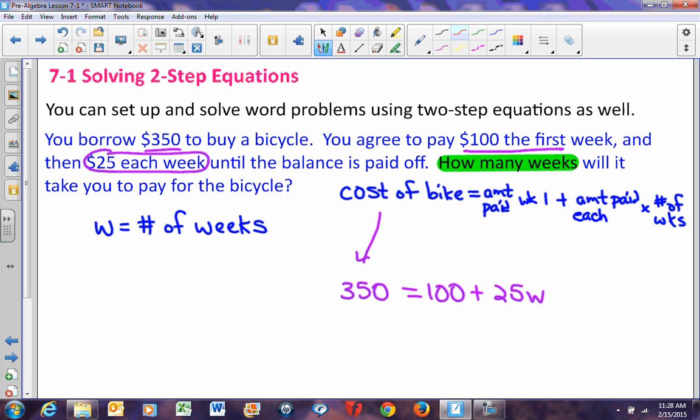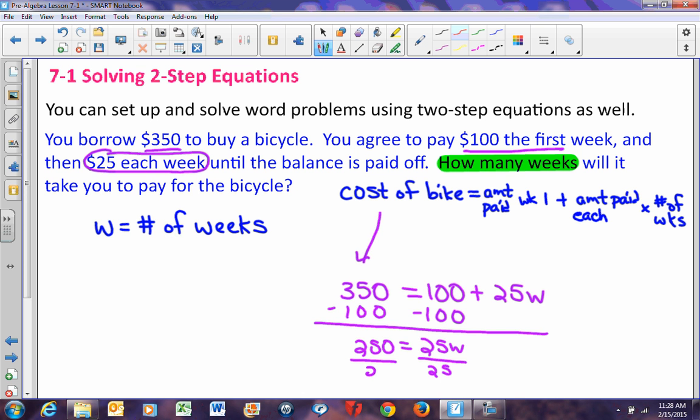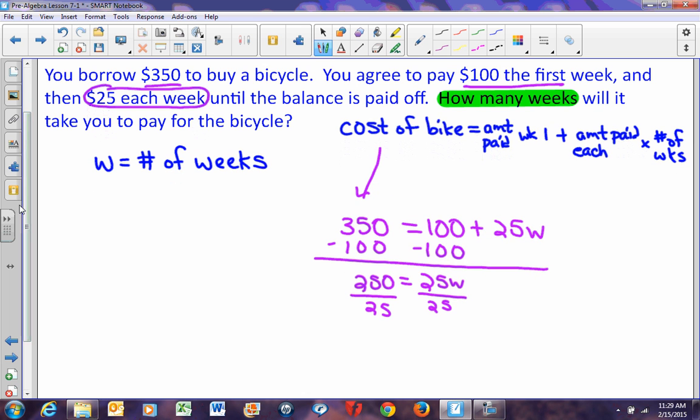So my equation is 350 equals 100 plus 25W. To solve my equation, I will subtract 100. I will get 250 equals 25W, divided by 25, and W will equal 10. So it will take me 10 weeks to pay off the bike.